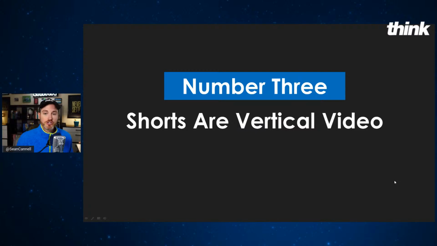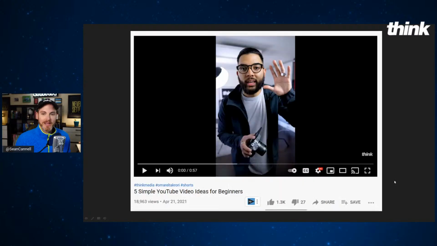Number 3, shorts are vertical video. Might go without saying, but shorts are not horizontal. The key to a short being a short is that it's a vertical video, phone orientation, and it's less than 60 seconds. And so throughout the rest of this video, I'm going to be sharing another 18 facts you need to know about YouTube Shorts.